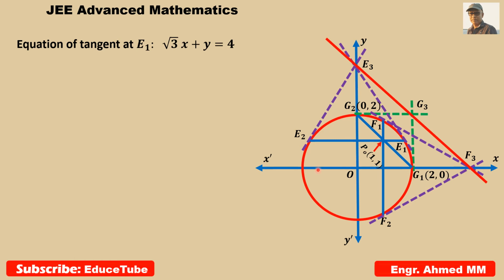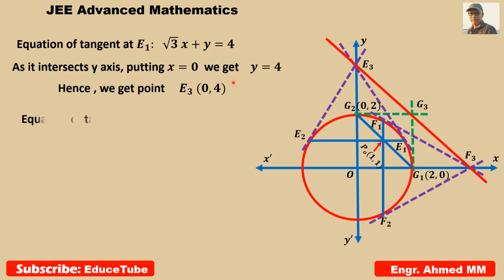As I told, I brought the equation of tangents here. E1, I mean this one, and this one, it intersects the y-axis. It means value of x equal to 0. So if we put the value x equal to 0, we get y equal to 4. So very easily we got the point E3, 0 and 4. I mean not equation, it is the points, because we got 0 and 4. So this is the point of these intersecting points.